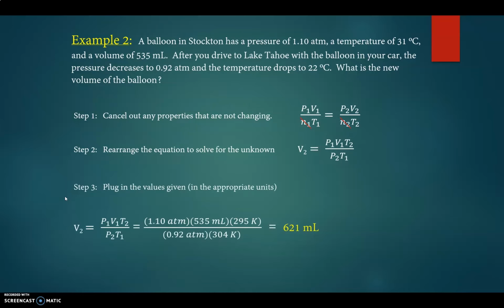So our third step, as always, is to plug in the values, making sure, of course, they're in the appropriate units, and that usually means making sure the temperatures are in Kelvin. So we have P1, our initial pressure, 1.1 atmospheres, V1, our initial volume, and T2, our final temperature, which was 22 Celsius. We simply add 273 to that to get 295 Kelvin. Our final pressure in Lake Tahoe was 0.92 atmospheres, and our initial temperature, 31 Celsius, converts to 304 Kelvin, and that gives us a new volume of 621 milliliters.